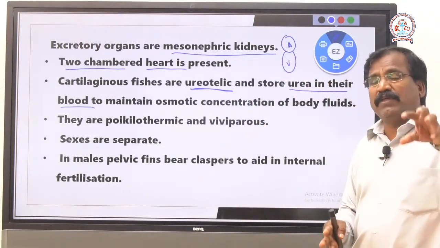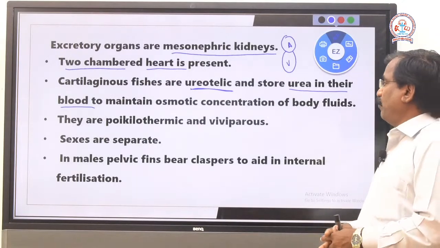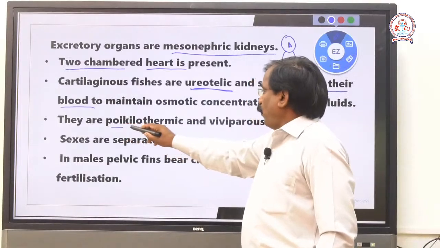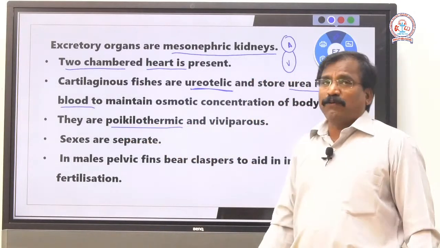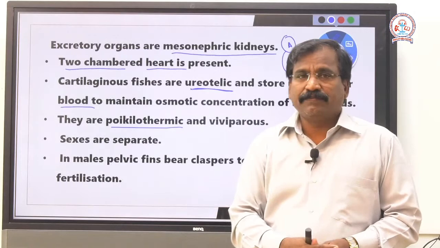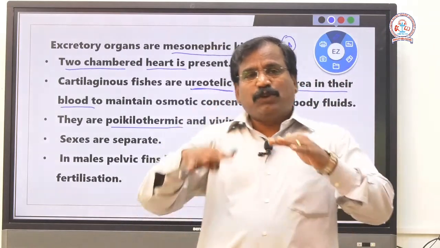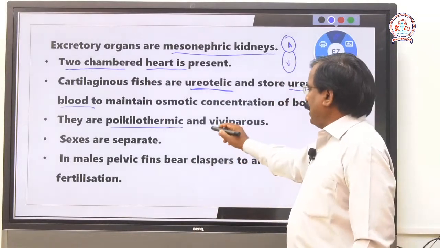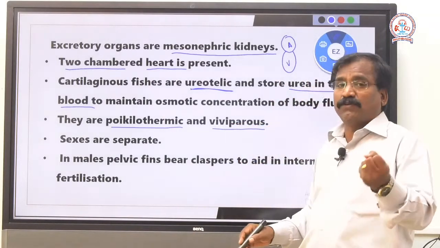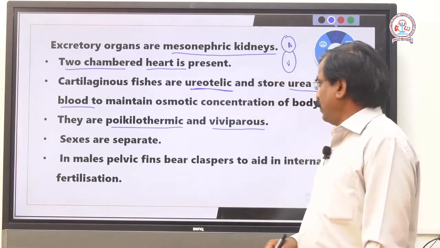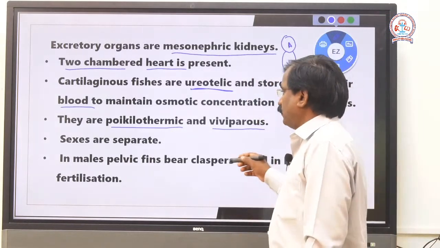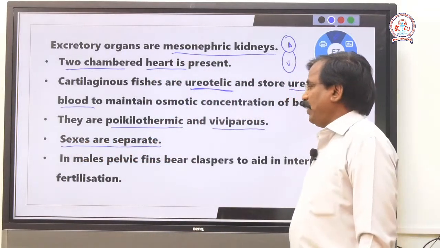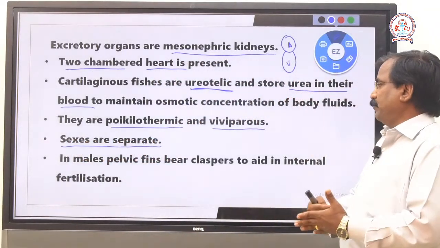Some amount of urea remains in the blood to maintain the osmotic concentration, and they are poikilothermic. Poikilothermic, the body temperature fluctuates according to the surroundings. Viviparous, so they give birth to young ones, not lay eggs. Sexes are separate, males and females are found separately.